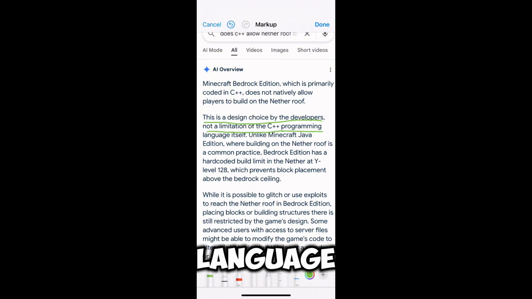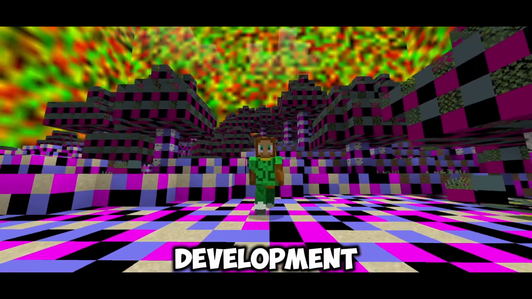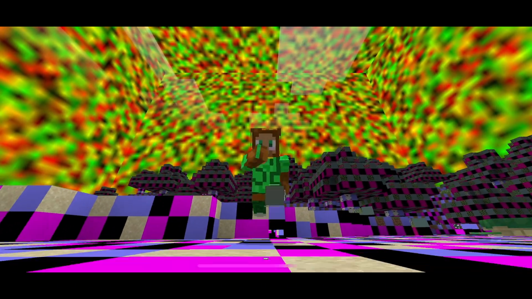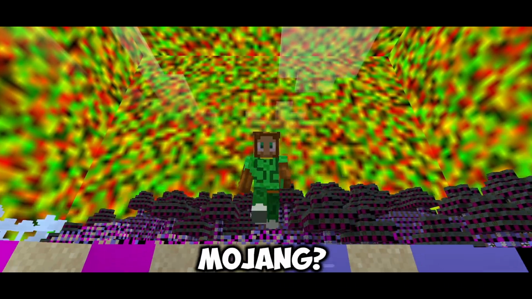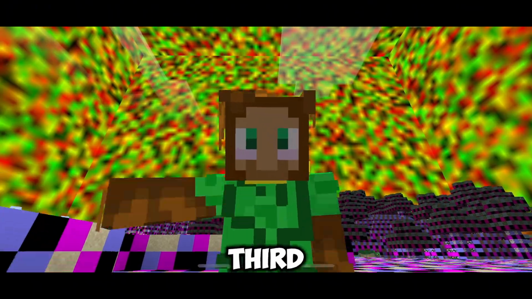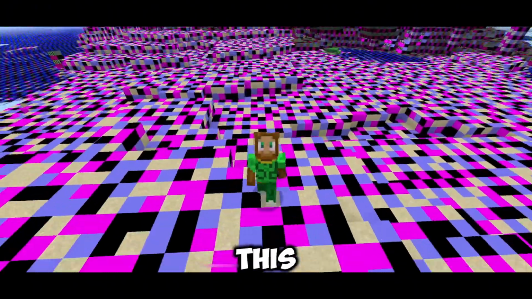Also, if it was a language problem, I'm sure that developers would have let the community know that it isn't possible to enable the nether roof in Bedrock due to some development issues. But we haven't received any sort of news. So what are you doing, Mojang? Okay, now here's the third reason, and personally, I think this is the answer.